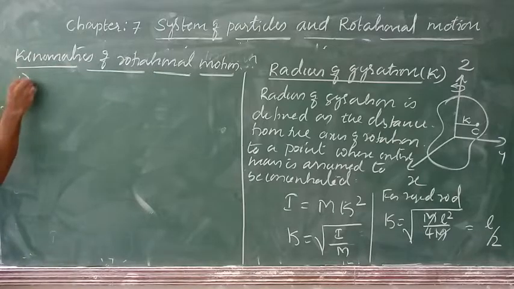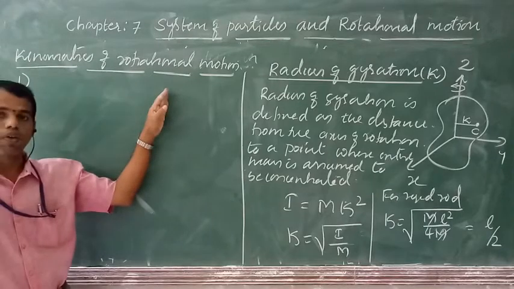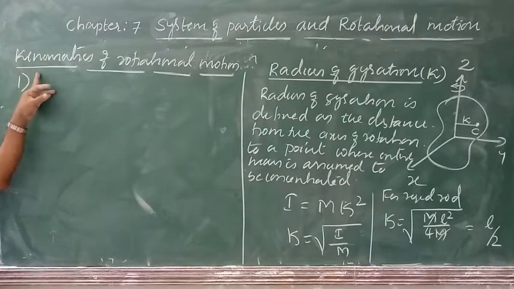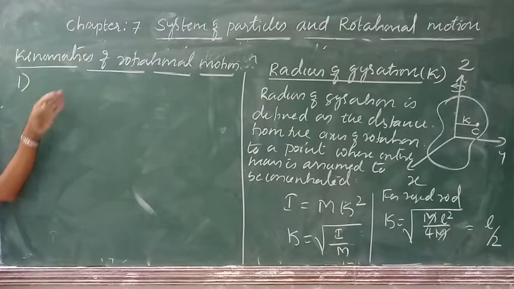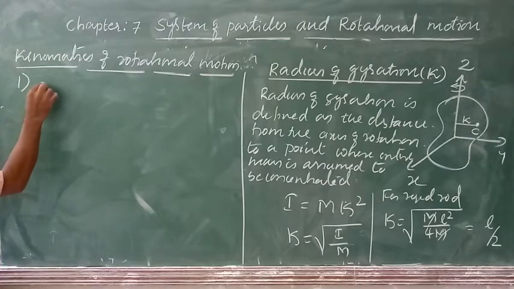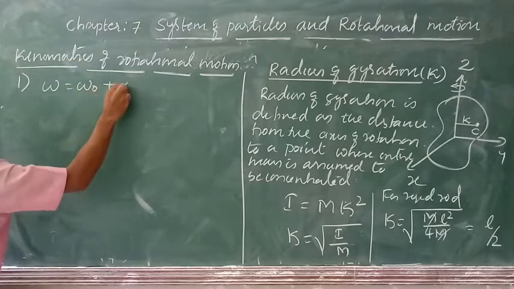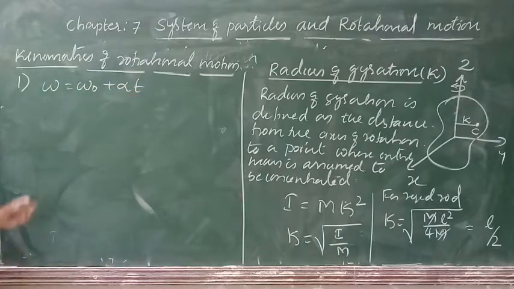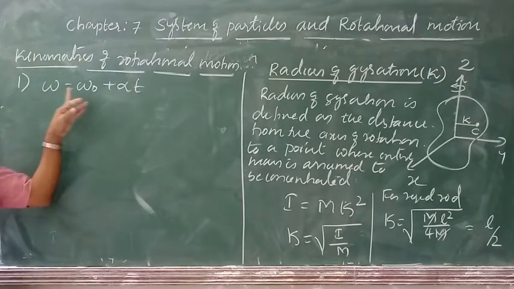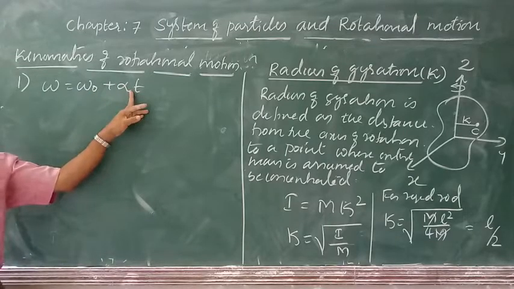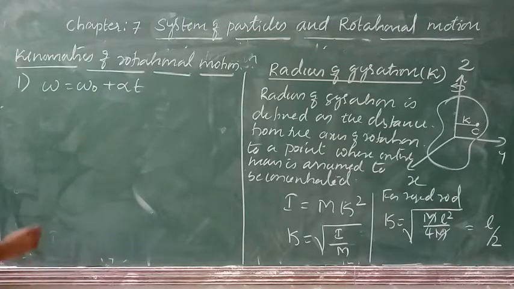So we have seen three basic equations in mechanics for linear motion, for constant acceleration. Similarly, we can write those three equations in their rotational analog, assuming that the angular acceleration value is constant. The first equation is omega is equal to omega naught plus alpha t, where omega is the final angular velocity, omega naught is the initial angular velocity, alpha is the angular acceleration, and t is time.